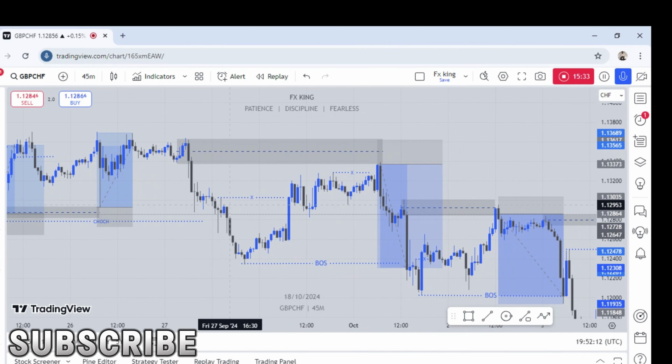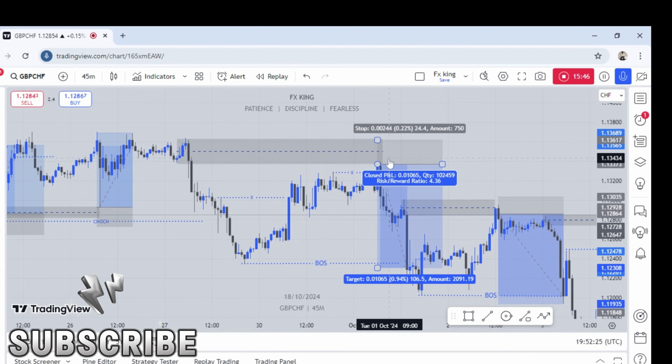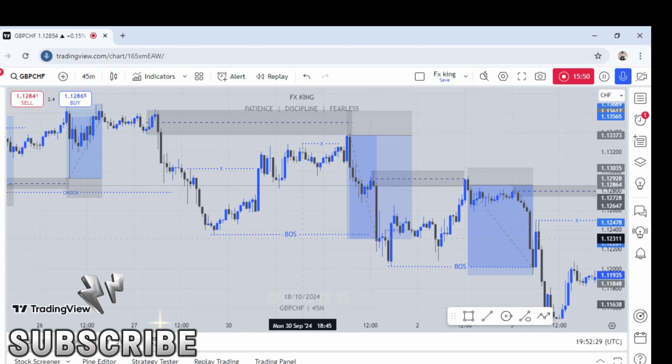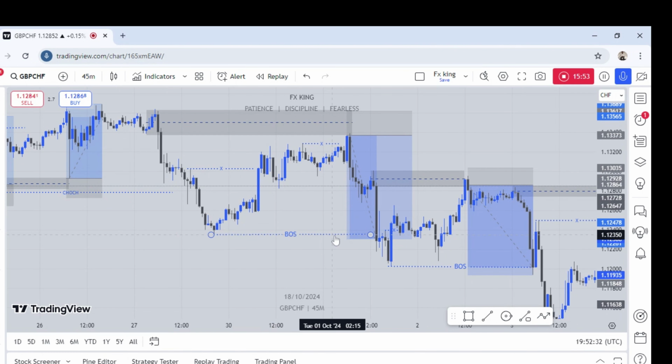Now, if you can see from here, once this pullback got taken out, I started looking for my sell. And where was my point of interest, right? My point of interest was this extreme POI. Once the market tapped into this point of interest, I finally got the confirmation and I sold. The market pushed down, finally giving me a new break of structure.